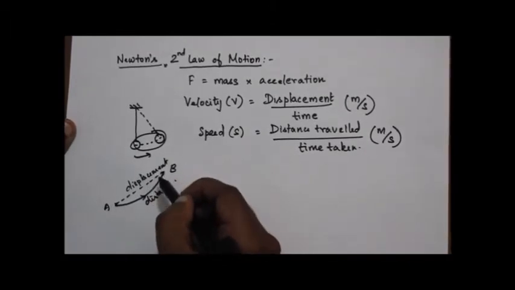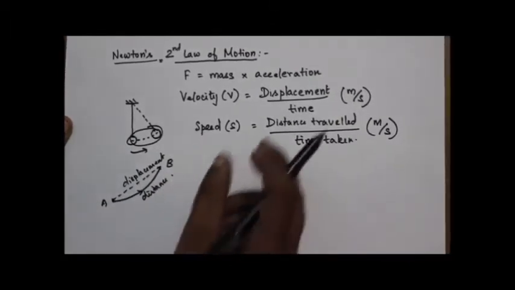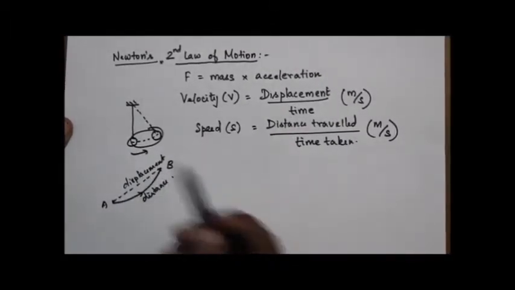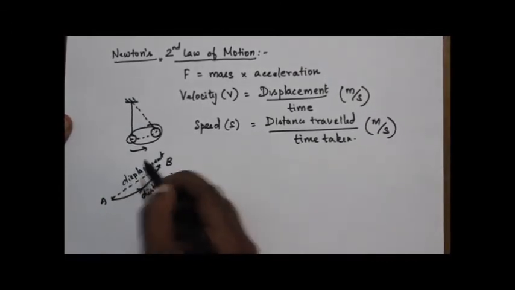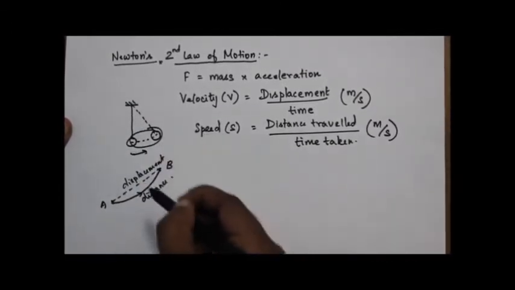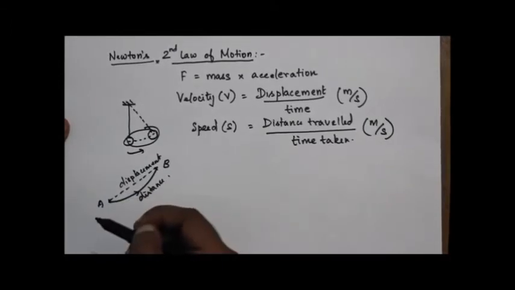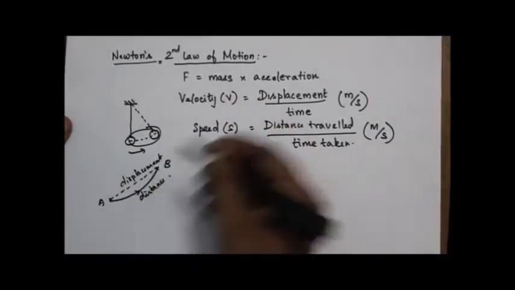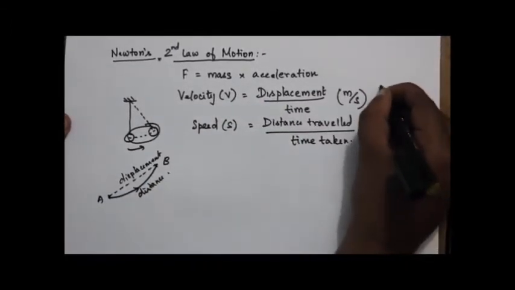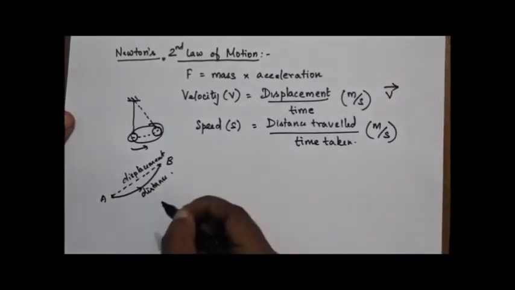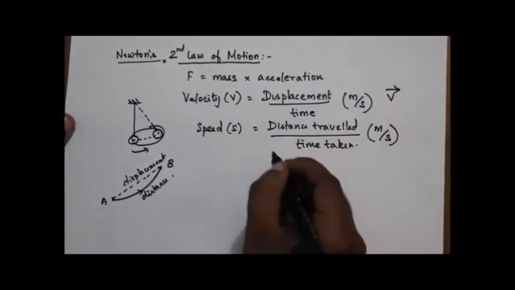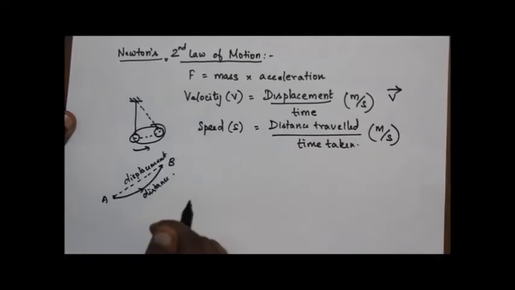There is a significant difference between displacement and distance, where displacement is a vector quantity, whereas distance is a scalar quantity. So since displacement is a vector, velocity is also a vector, whereas speed is not a vector, rather it is a scalar.